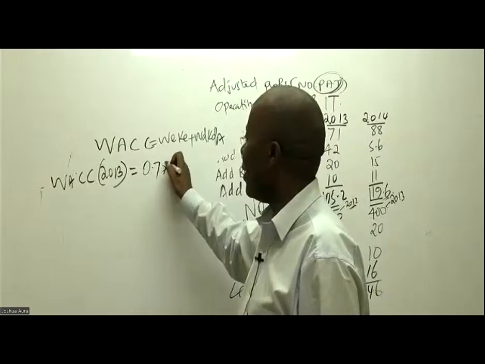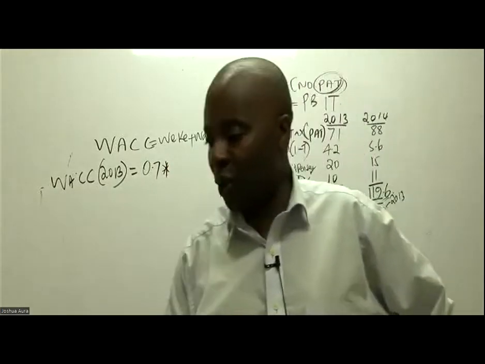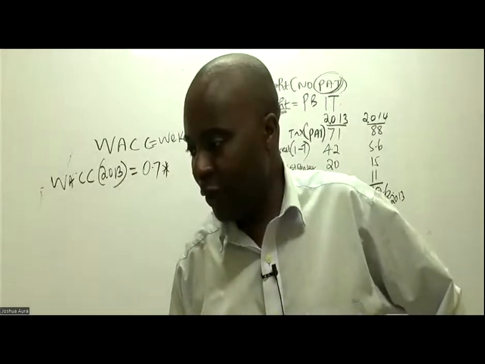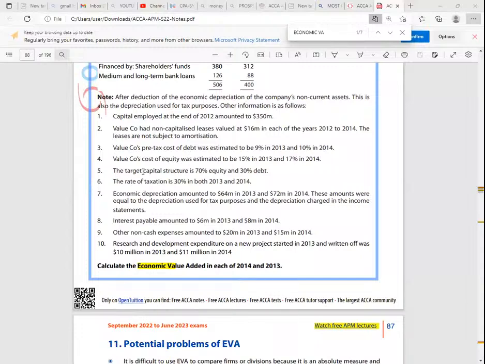So have they given me the cost of equity? Yes. Cost of equity is given somewhere here. Note 3: the company's pre-tax cost of debt was estimated at 9% in 2013 and 10% in 2014. No worries, that is KD. And then the company's cost of equity in 2013 was 15%.